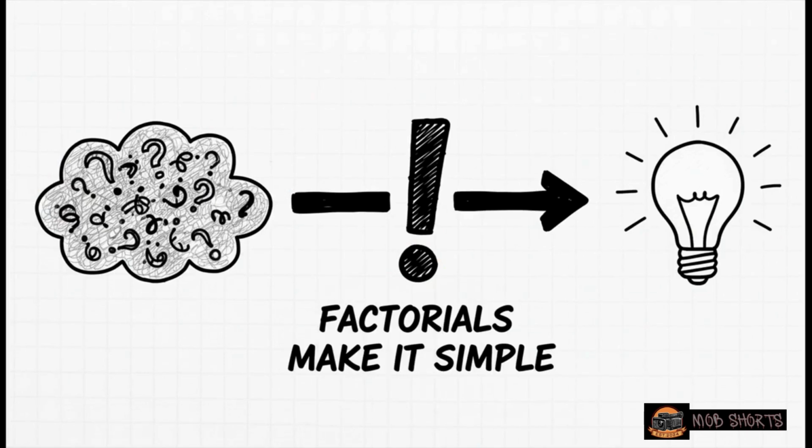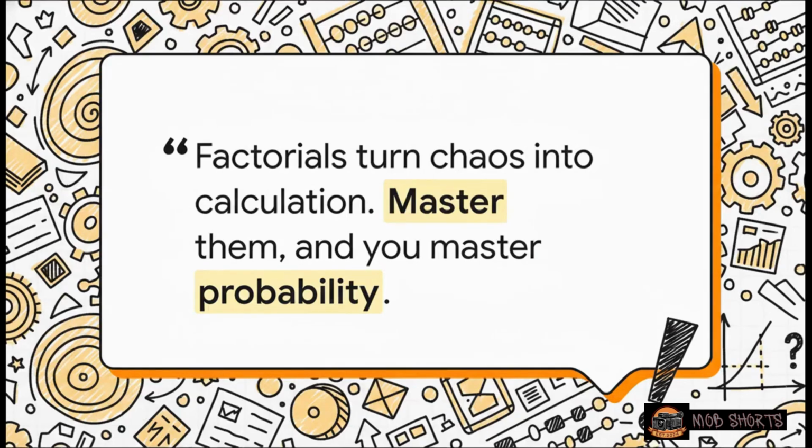So, just remember the main idea from all of this. Factorials are not here to make maths harder. They are a powerful shortcut designed to make counting a huge number of arrangements much, much simpler. Once you get the hang of them, they're your best friend in probability. Always remember this. Factorials are how we turn the chaos of a million possibilities into a single, neat calculation. Once you master this tool, you are well on your way to mastering probability. Keep practicing, and you will ace those questions in your exam.